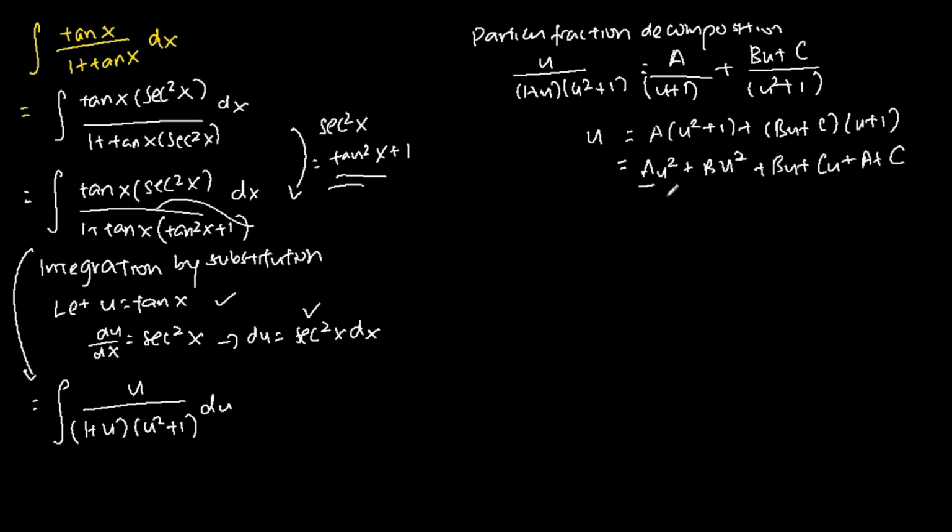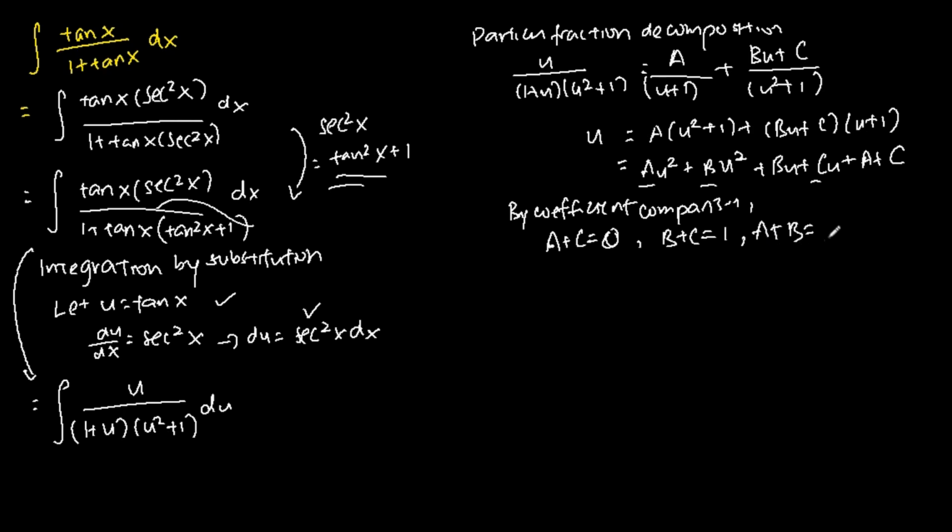Then to find the constants A, B, and C, we compare the coefficients. So we get A plus C is equal to 0, B plus C is equal to 1, and A plus B is equal to 0. After evaluating all this, we find that A is equal to negative half, B is equal to half, and C is equal to half. Then we substitute back.